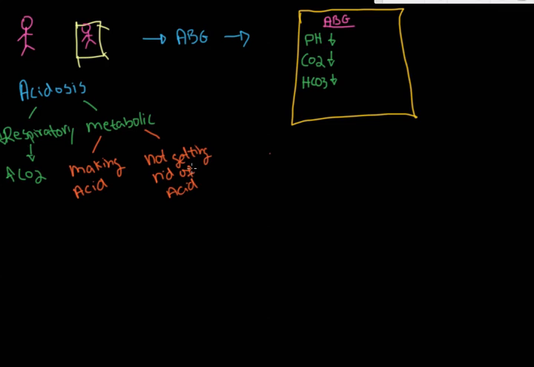Okay, so is there a test to differentiate those two? Yes, there is. If the reason for your acidosis, your metabolic acidosis, is that you're making too much acid, your anion gap will be high.